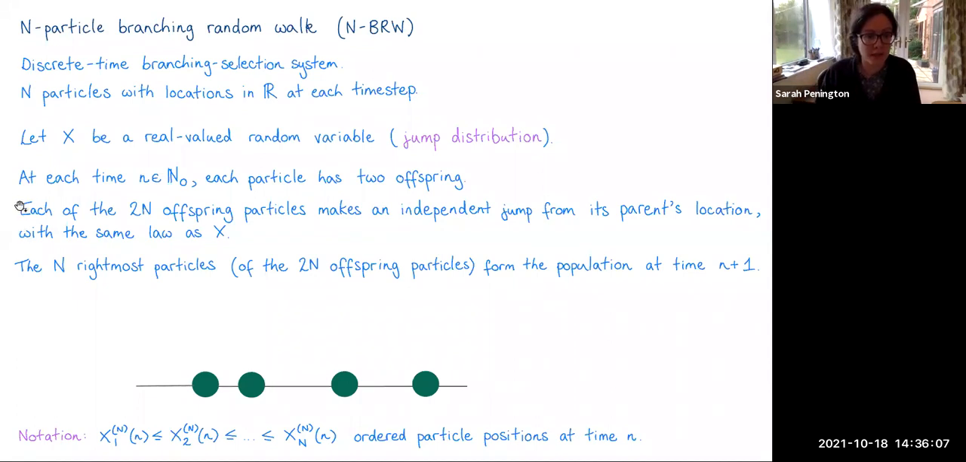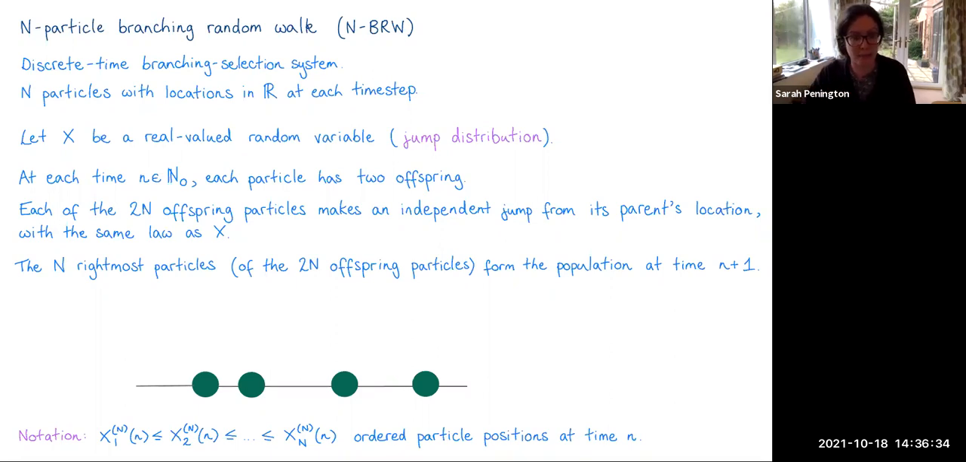So these first two bits here are the branching step of the branching selection system. Each particle branches into two offspring. And then we have this selection step here where only the N rightmost survive. So again, we're thinking of this as a toy model for a population, and we're thinking of the position on the real line as representing evolutionary fitness.